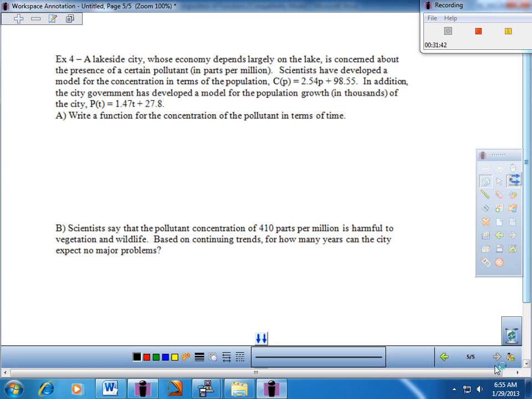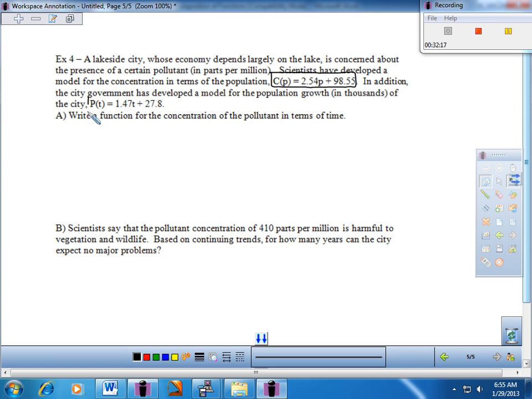A lakeside city whose economy depends largely on the lake is concerned about the presence of a certain pollutant. In parts per million, scientists have developed a model for the concentration in terms of the population. So let's see, I've got one function right here. I'm going to box that up. Concentration in terms of population. Beautiful. In addition, the city government has developed a model for the population growth in thousands of the city.